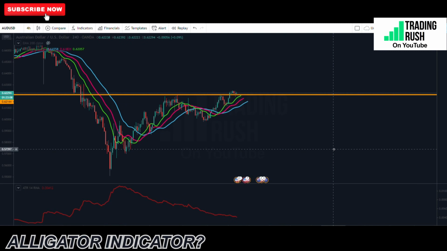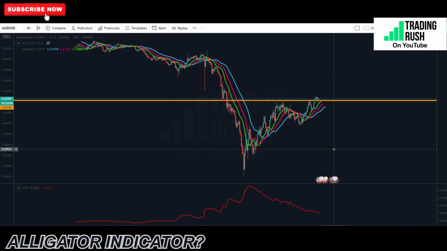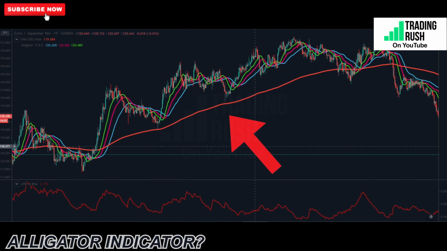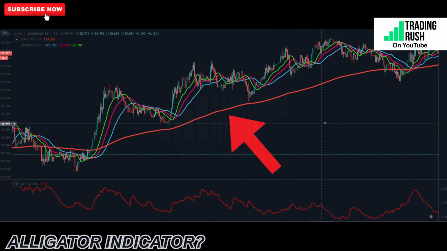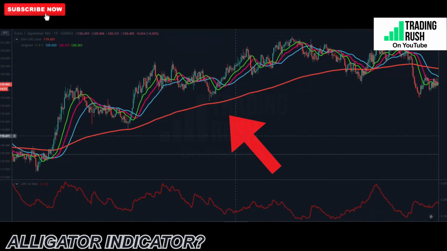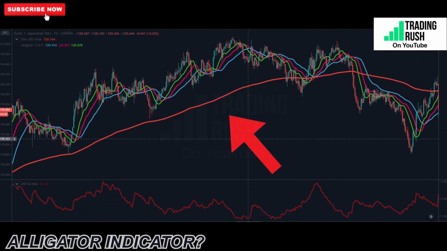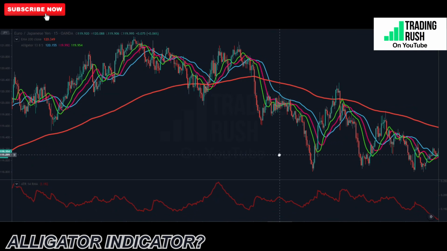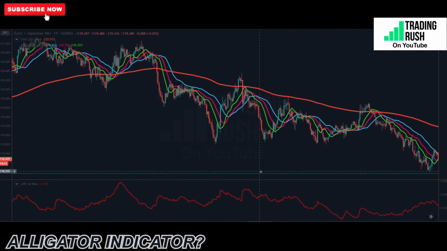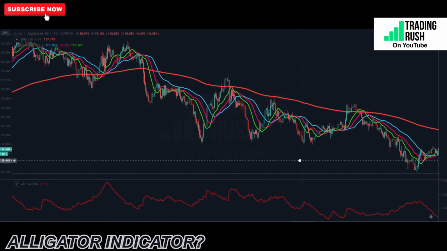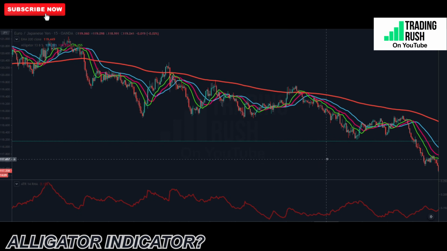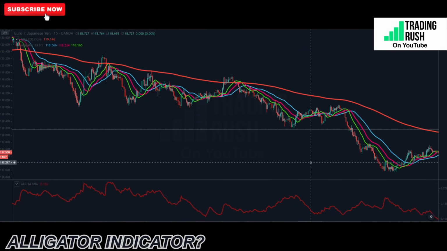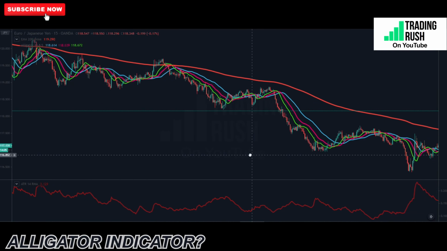If you don't want to look at multiple time frames, you can simply use a 200 period moving average on your chart. 200 period moving average acts as a strong support and resistance on a trading chart, and it shows the direction of the long-term trend. If price is above the moving average, you should only look to buy. Similarly, if the price is below the moving average, you should only look to sell.